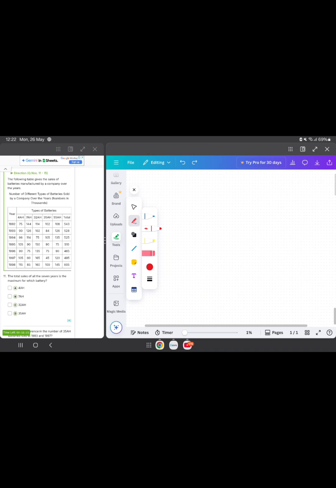Questions 11 to 15 say the following table gives the sales of batteries manufactured by a company over the years. Okay, so we can look at the table. Our first question, question 11, says the total sales of all the 7 years is the maximum for which battery. With this one, you have to add, for each column, all the years, then get the totals. So for 4AH, the total will be 75 plus 90 plus 96 plus 105 plus 90 plus 105 plus 115, which gives us a total of 676. Then moving on to 7AH.